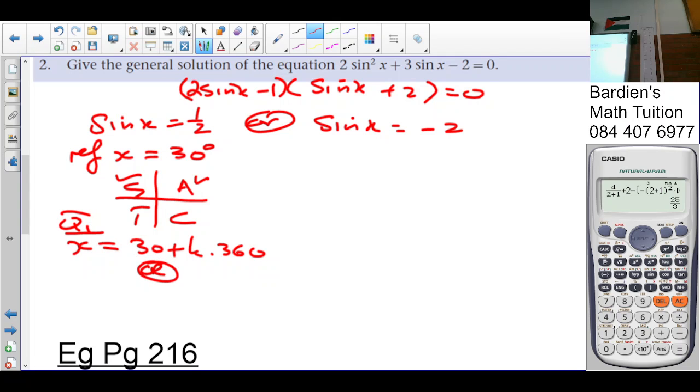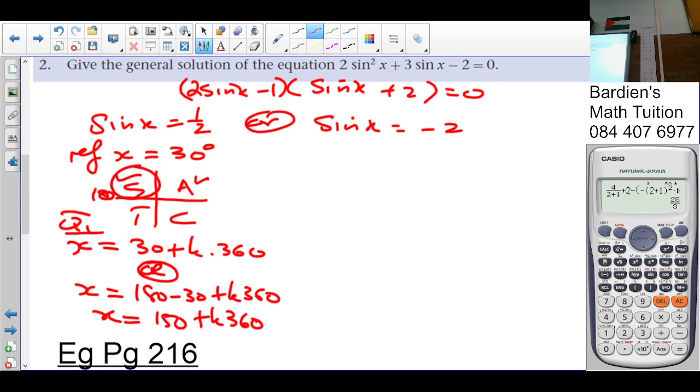Or how do we get in quadrant 2? It's 180. How do we get in quadrant 2, people? 180 minus 30 plus k times 360, which is 150 plus k times 360. Can you see that? Well, look on this side here. What is arc sine of 2? No solution. Or arc sine of minus 2, no solution. That one doesn't work. Not so? And what must I not forget? K is an element of the integers.